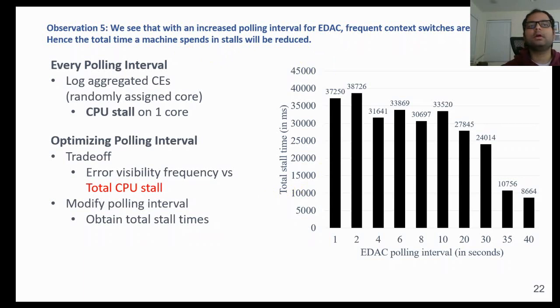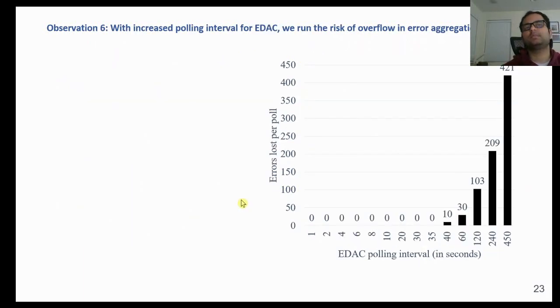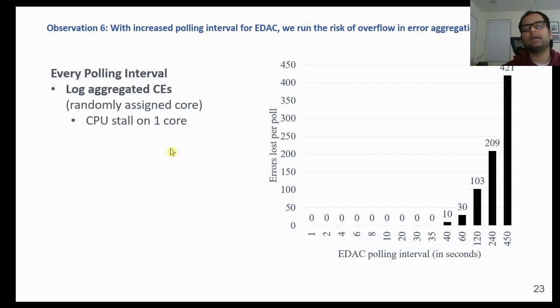However, there is also an additional parameter that we would like to monitor when we increase the polling interval. Since EDAC runs by looking at the corrected machine check interrupt registers, those registers have a finite bit width and they can only capture a certain number of errors at a given point of time. If, with increasing polling interval, the errors are at a higher rate, we run the risk of overflowing those counters and causing those counters to start from zero again. And in that case, we start losing the errors per poll.